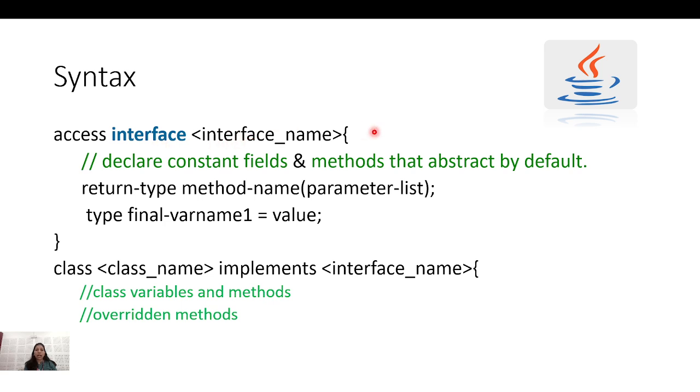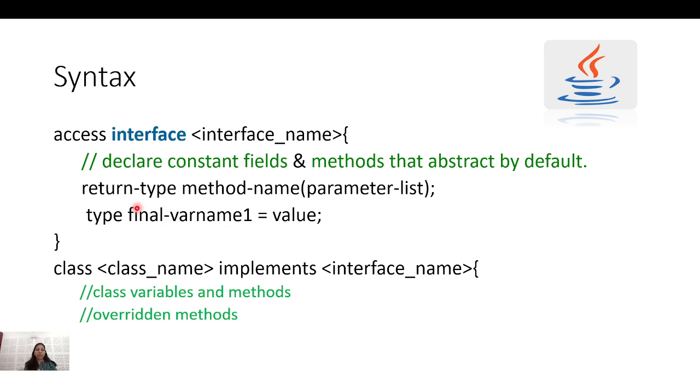In the curly brackets, I'm going to have the constant fields, that is the variables, and the methods which are abstract by default. I don't need to give a specific indication that it is an abstract method. I don't need to write the abstract keyword when I'm declaring a method in the interface. It is by default public and by default abstract.